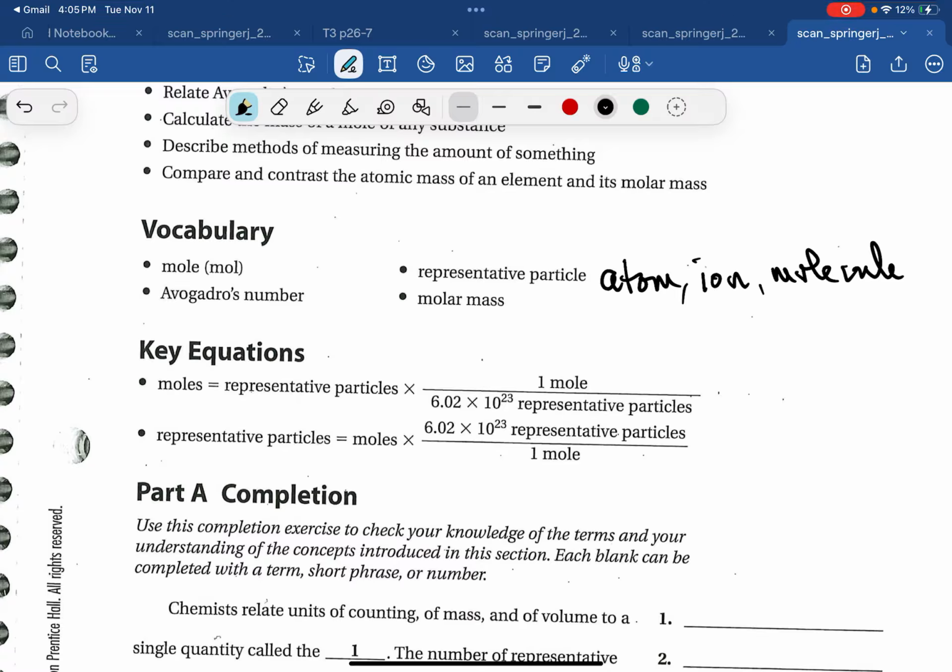And then we've got some key equations, and notice they are very similar. They both use 6.02 times 10 to the 23rd. It's just that one is in the denominator and one is in the numerator, and that depends on whether we're trying to calculate moles or representative particles.